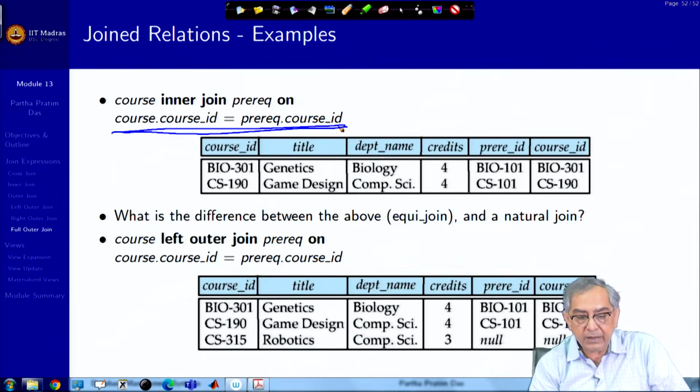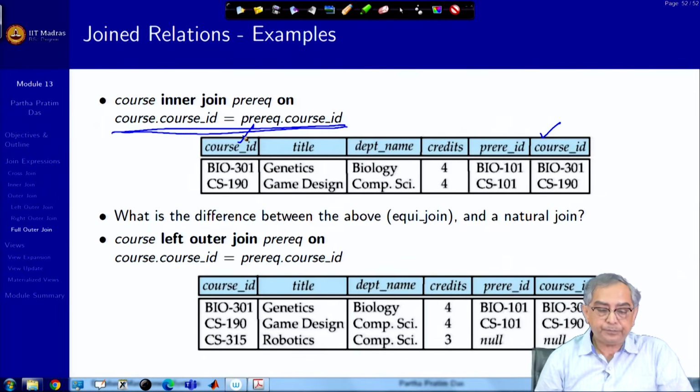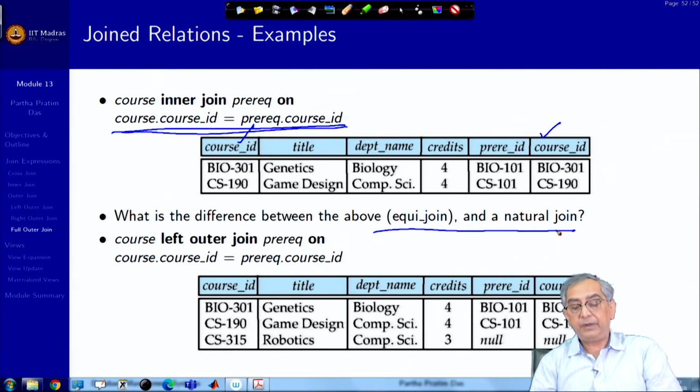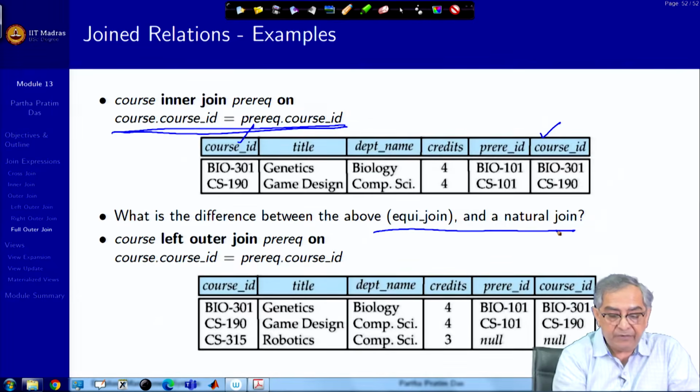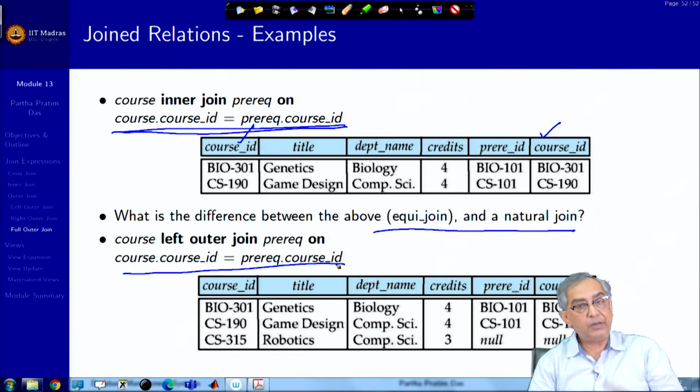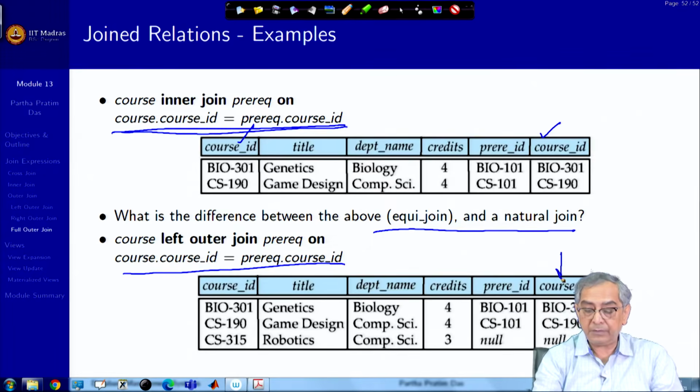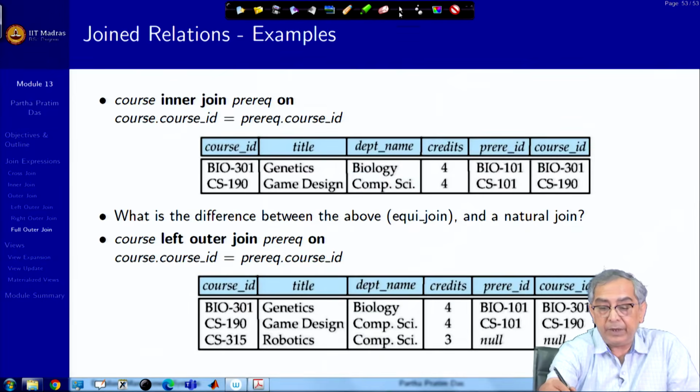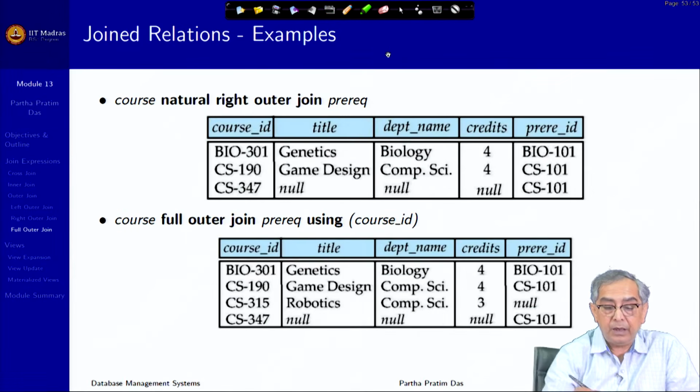Again, this is just a join, not natural. Therefore, you see 2 course IDs. Right. So you can see what is the difference between this and a natural join. In a natural join, you will not have the second course ID column. Similarly, we have a left outer join on this, similar to the earlier result. Because natural is not specified, the second one comes, but it just shows you how to write predicates along with the join.